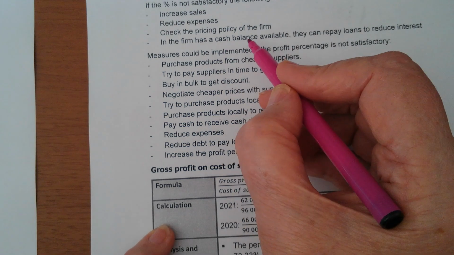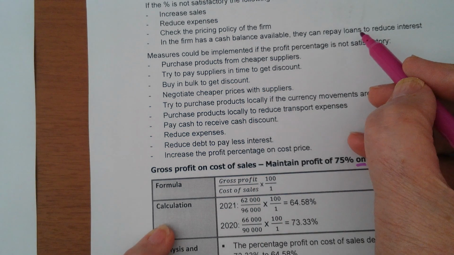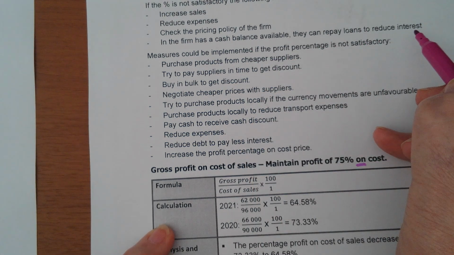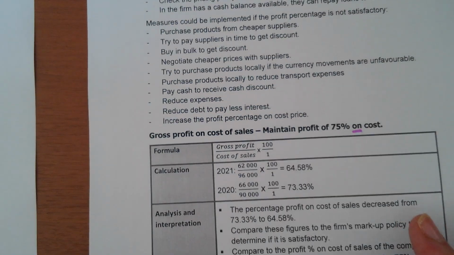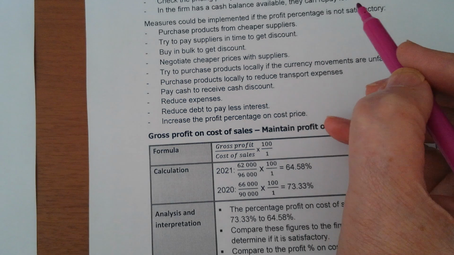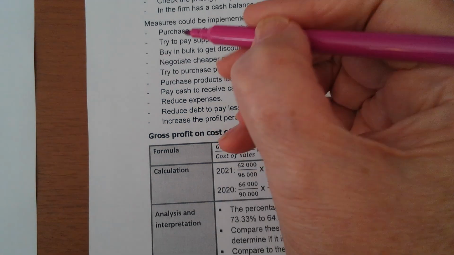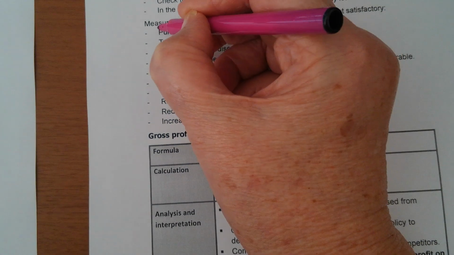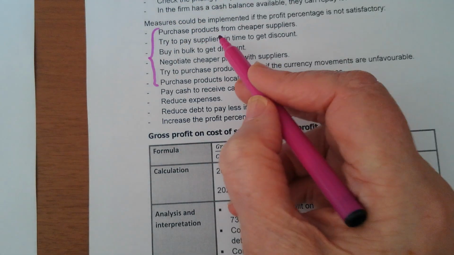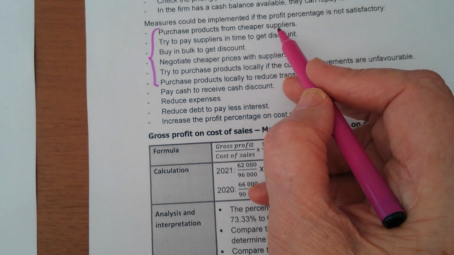If we have cash available, so if there's money available in the business, it's better to pay the loans so that you don't pay interest on the loan, because that would also increase your profits. So to implement this profit percentage so that we have a better percentage and a total better profit, it means that we must do something about the products that we purchase. So if we look at all these here, you must buy from cheaper suppliers so that you get goods cheaper, then you can increase your profit percentage.